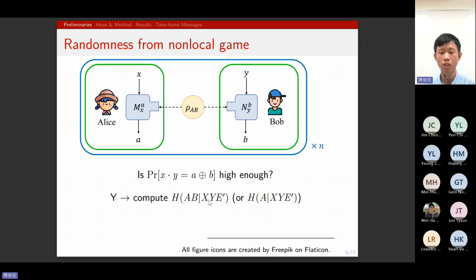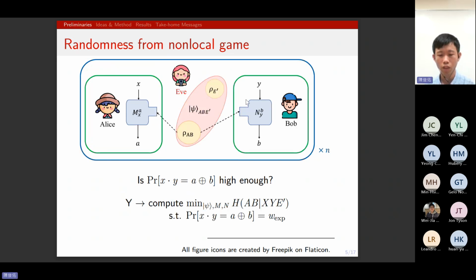And actually, we are not just computing this quantity. We need to consider the optimization, or the minimization, of this quantity to take all possible adversaries' attacks into consideration. So in this case, what we can do is consider a purification of rho AB, psi ABE' here, and also all possible measurements taken by the two parties, M and N. So I use M and N to denote the measurement here. Because we want to take all possible attacks into consideration, the simplest way is to consider the worst case. So we just take the minimum, or the infimum, of this quantity.